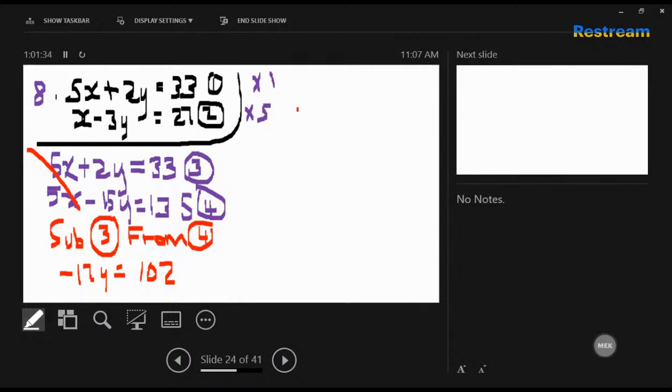So y then would be equal to 102 divided by 17. And I believe that is, oh, it's negative 17, by the way. So that's negative 6.